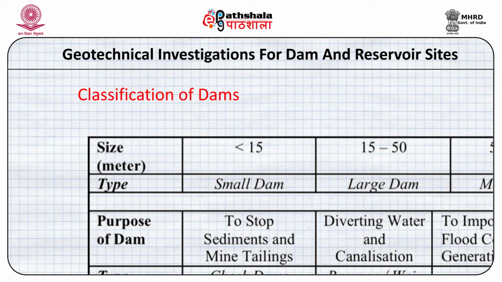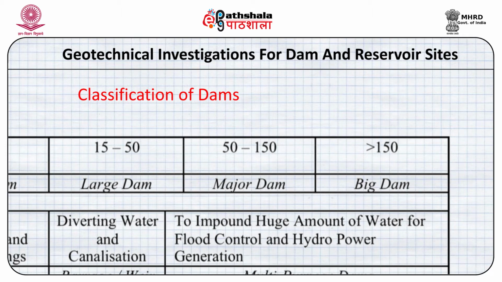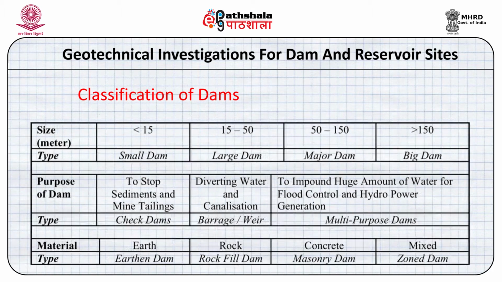We can call a dam a small dam if it has got a height less than 15 meter. If it is from 15 to 50 meter, then we call it large dams. And if it is from 50 to 150 meter height, then we call it major dam. And if it is more than 150 meter height, then we call it big dam.